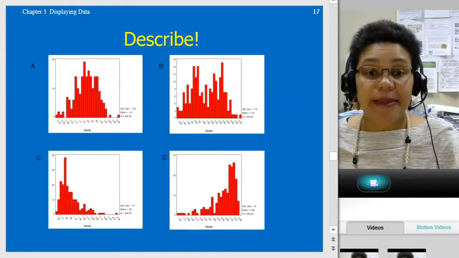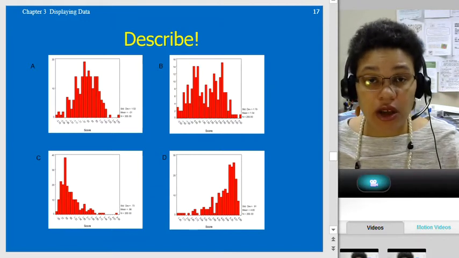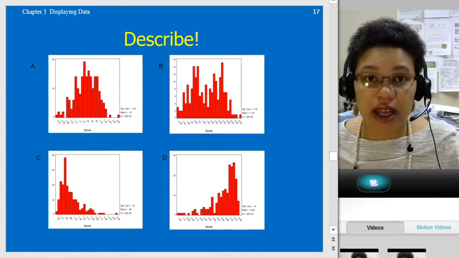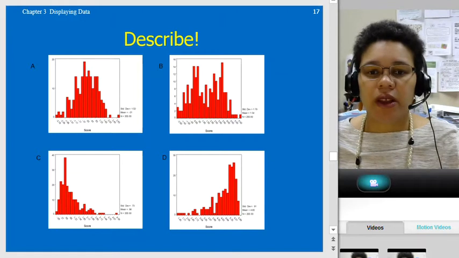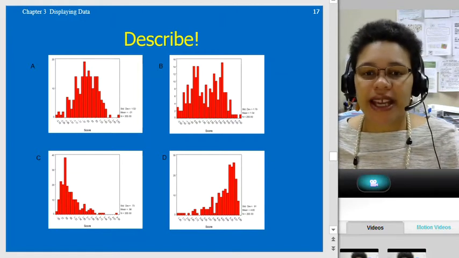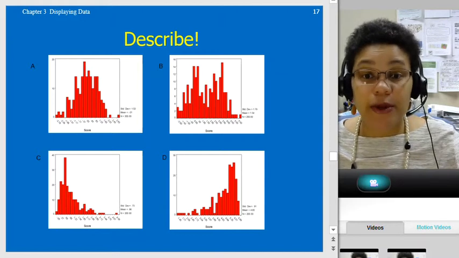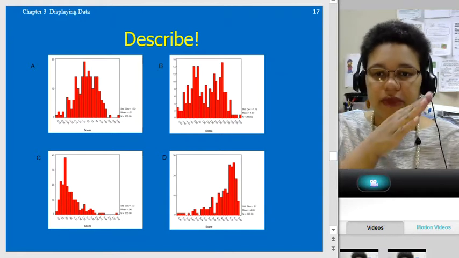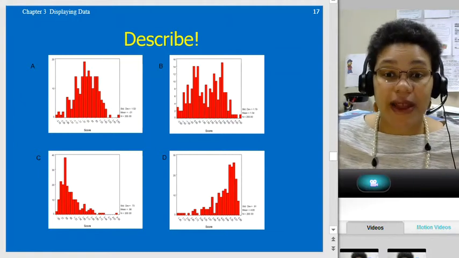I would describe A as basically symmetrical, mound shaped. A is normally distributed, okay? It's unimodal, not much skew, no skew. B now, B I see two peaks, and so B I would describe as bimodal. You see how it kind of dips in the middle? It goes peak and then it dips in the middle and then there's another peak. So I would describe that as bimodal.